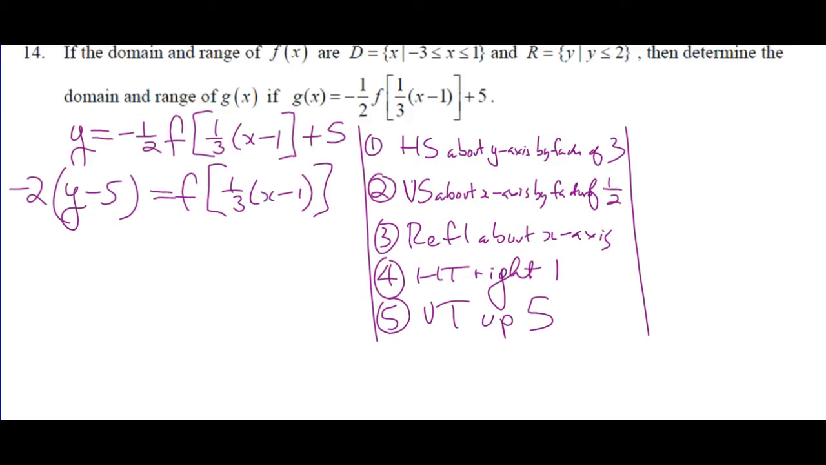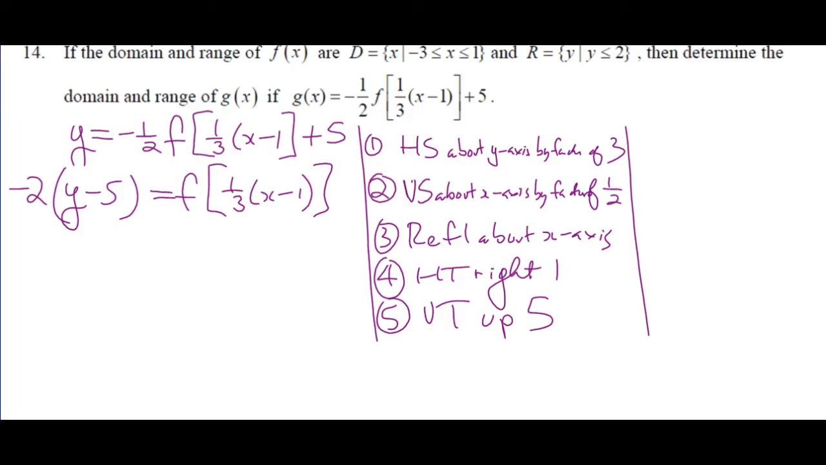So we look at the transformation form and now we put it into words, right? They say x replaced by 1/3 x. It's a horizontal stretch about the line x equals 0, or the y-axis, by a factor of 3. We have a vertical stretch by a factor of 1/2. We're reflecting about the x-axis. We're moving right 1 and down 5.